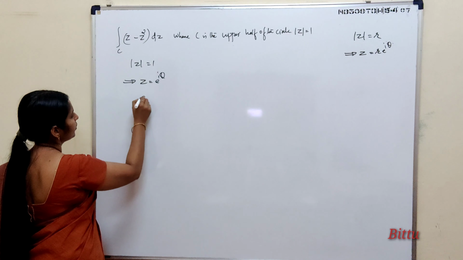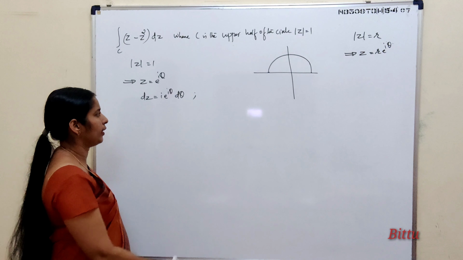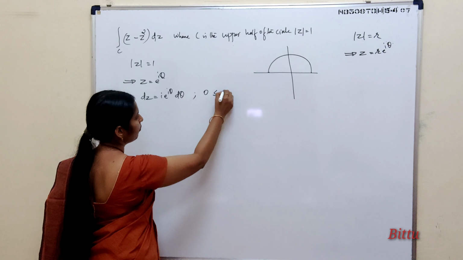See, this is our complete unit circle. We have to integrate from here to here only. So the theta variation is 0 to pi.